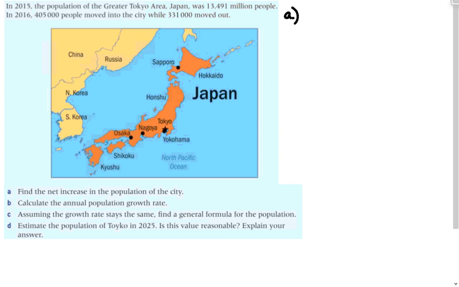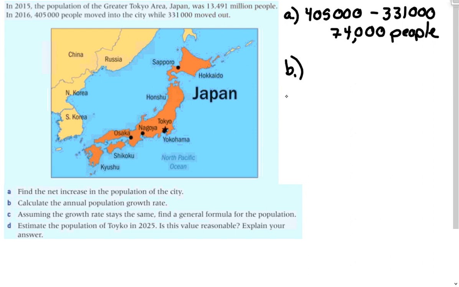So if I want my increase, in 2015, I had 13,491,000 people. In 2016, 405,000 people moved in, while 331,000 people moved out. So the net increase of population in that year, if this many people moved in, so it's a positive number, so I'm going to start with that one. And then this many people moved out, so I'm going to take them away. So therefore, my net increase, it's positive because more people came than left, is 74,000 people.